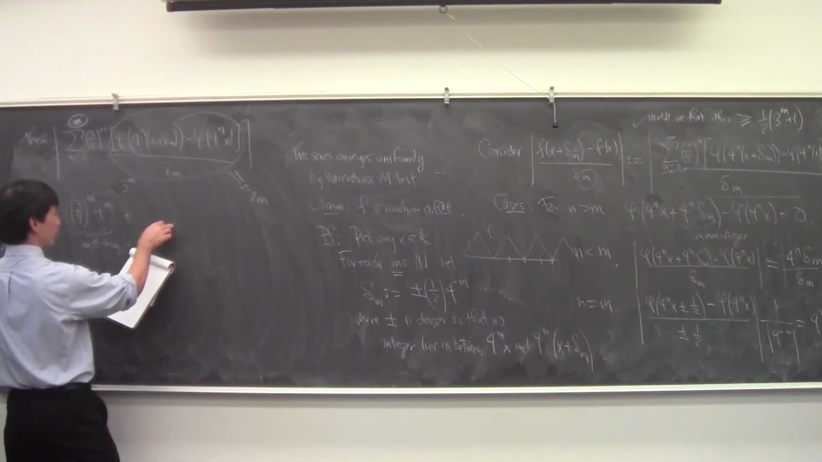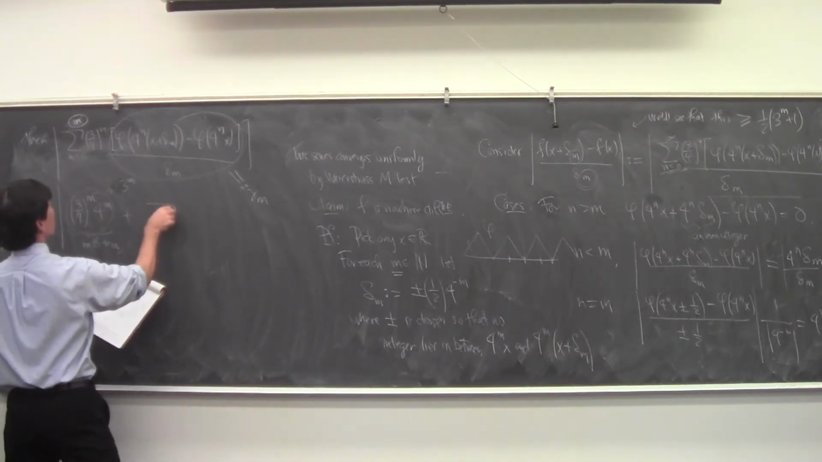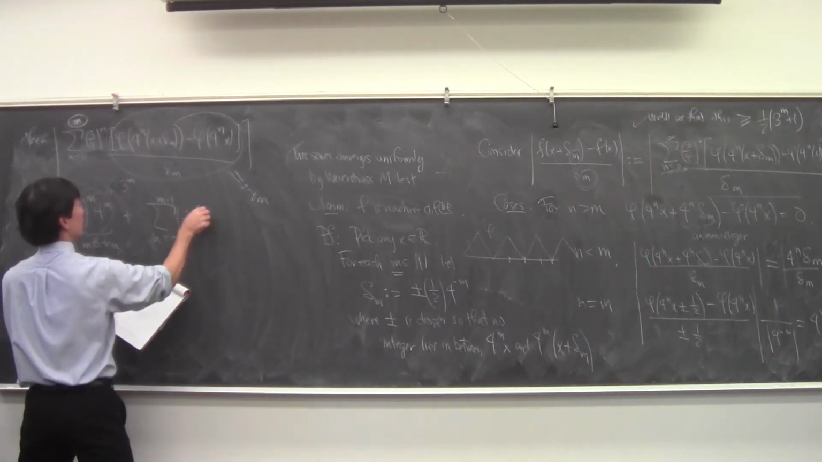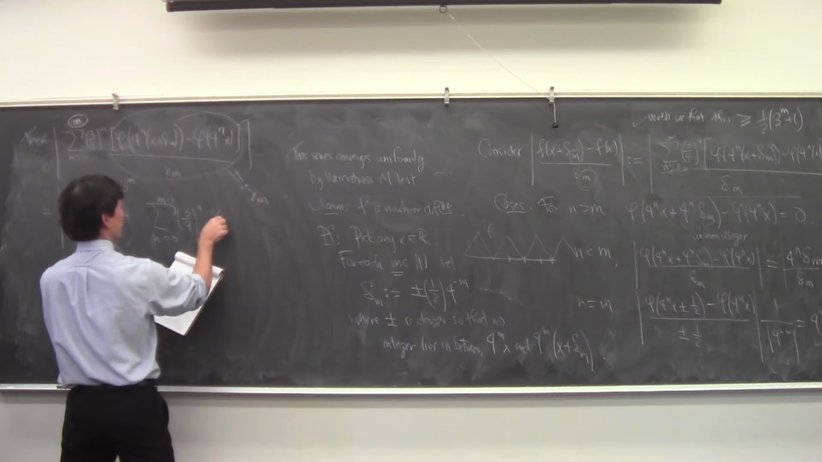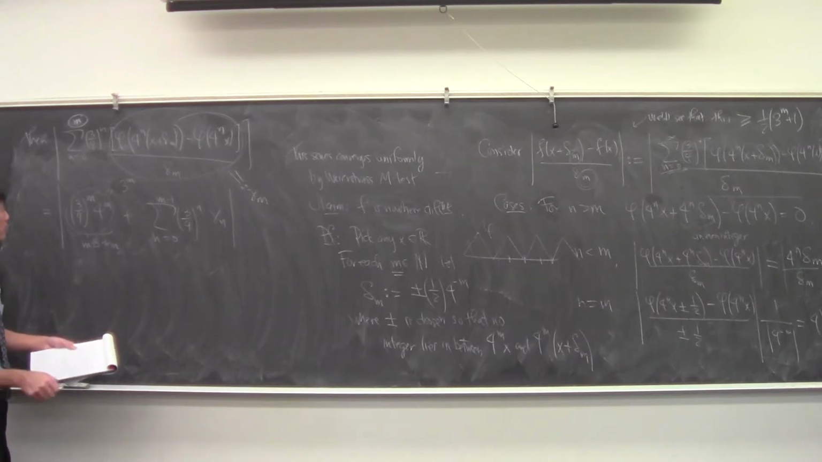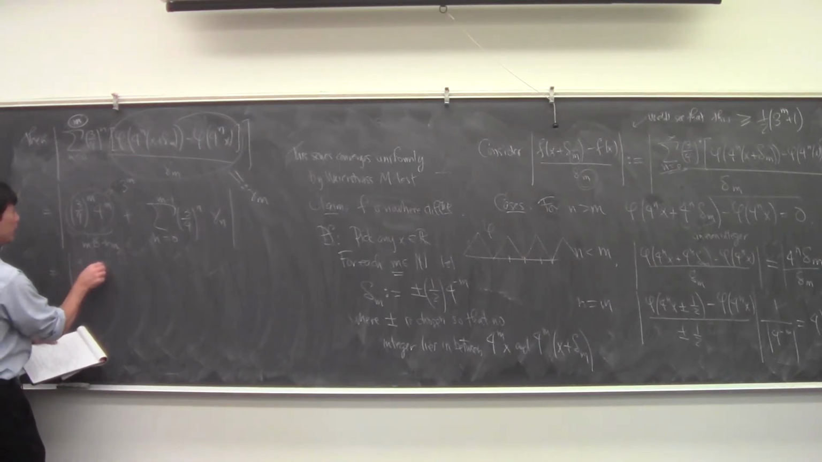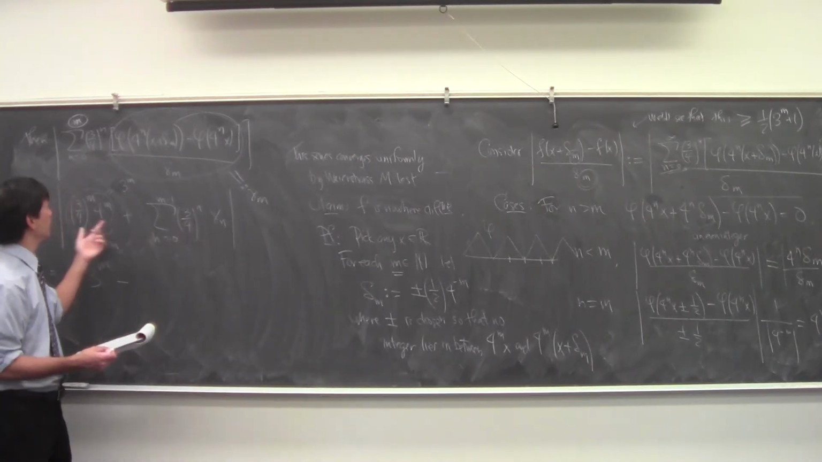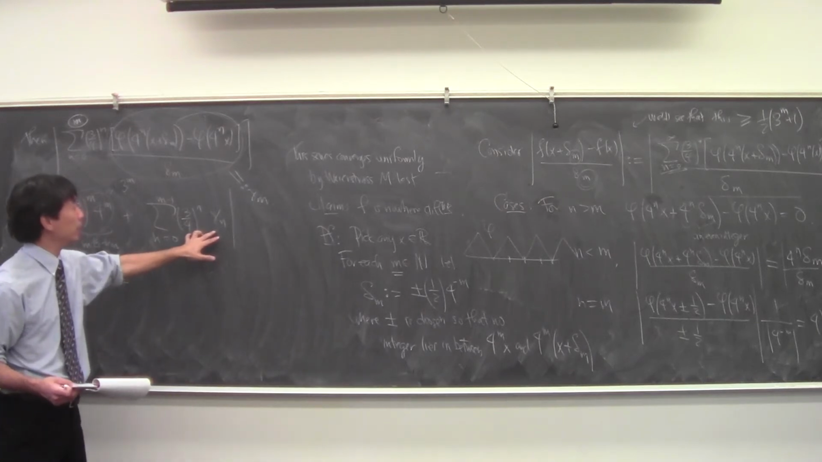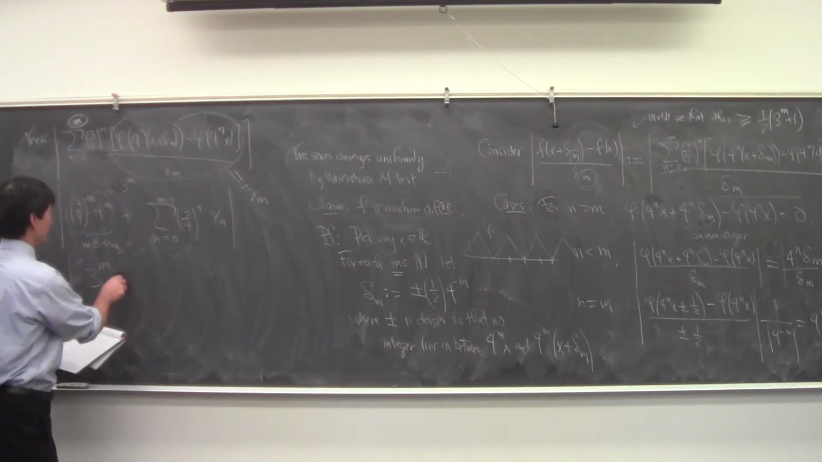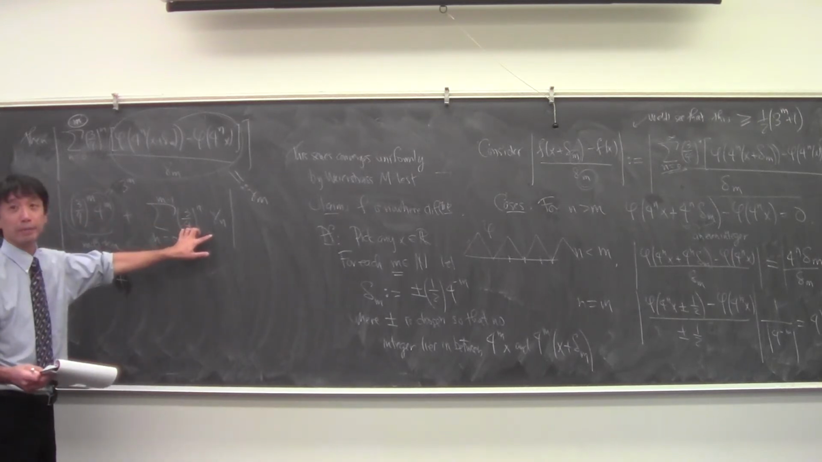Okay, and what else do we have? We have the sum of terms from 0 to m minus 1 of 3/4 to the n times gamma sub n. So we have this 3 to the m, plus these guys here. Sorry, we have this thing plus this thing.